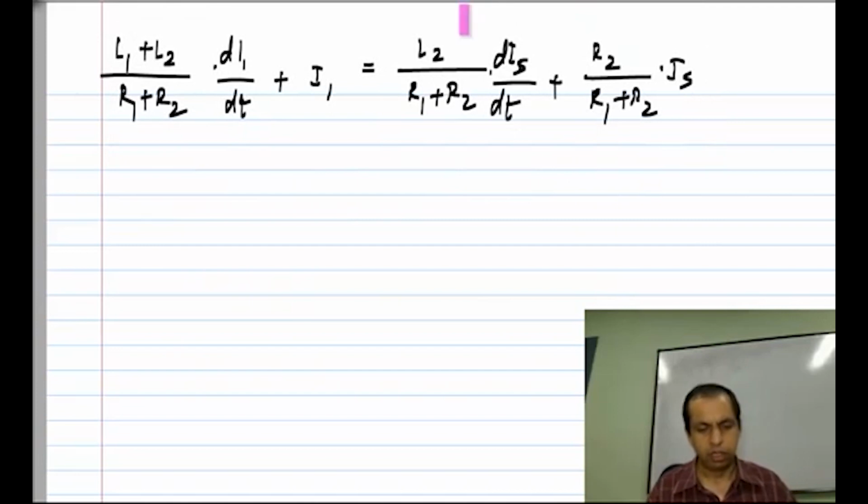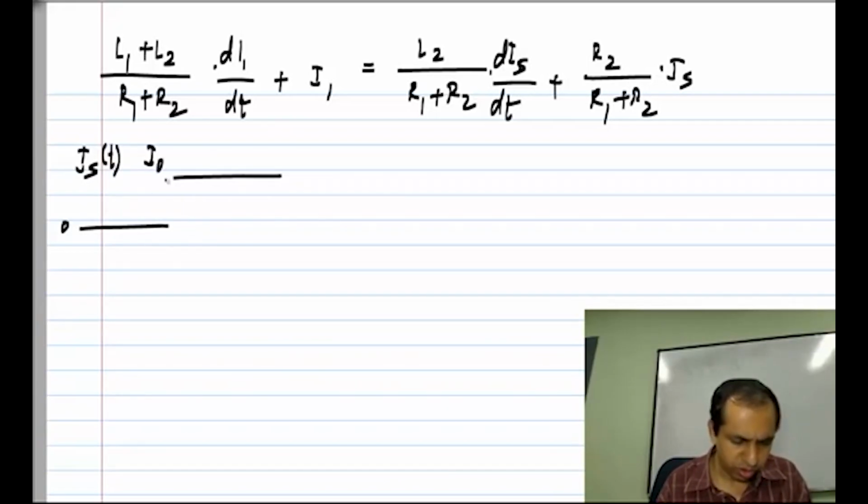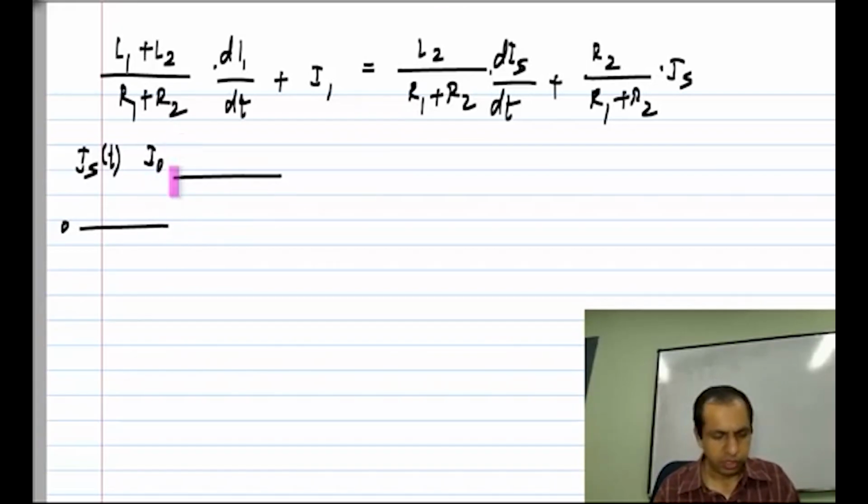Like I said, what we have is a circuit in which this current Is is being stepped at t equals 0. It goes from 0 to some value. Let me call that I naught. So, if I think of Is as a time varying function, it goes from 0 to I naught. So, the derivative of Is is an impulse at t equals 0.